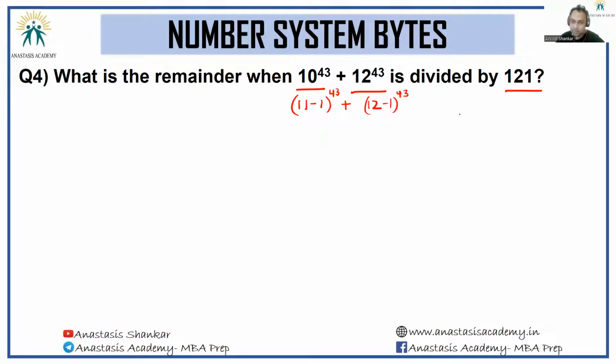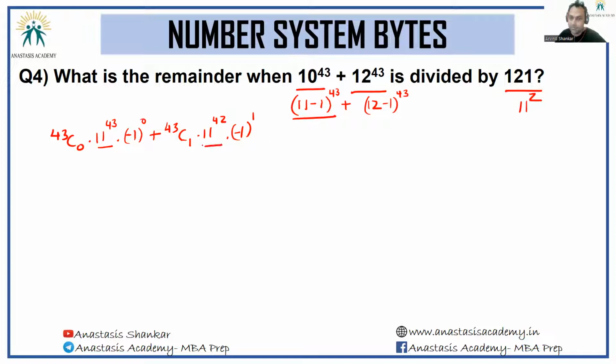If I open it up using binomial expressions, first I will work with this. I will get 43C0 into 11 raised to the power 43 into minus 1 raised to the power 0 plus 43C1 into 11 raised to the power 42 into minus 1 raised to the power 1. Can you see 121 is nothing but 11 square? So all these terms that have 11 raised per 43, 11 raised per 42, 11 raised per 40, 11 raised per 32, so on and so forth, all of them are divisible by 121.